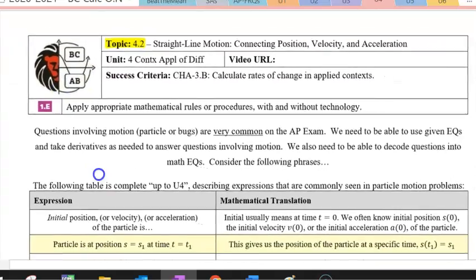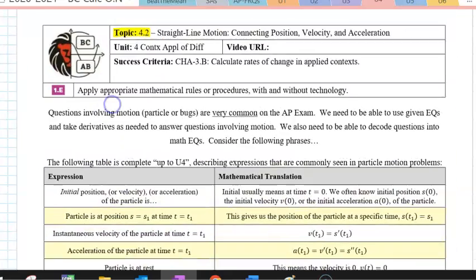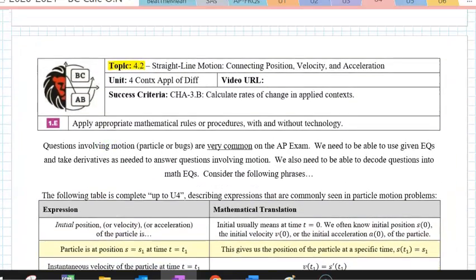Moving on to topic 4.2, straight line motion connecting position, velocity, and acceleration. This type of question is very common on the AP exam, talking about particles and bugs. For our purposes, the problem will usually look like something from unit number 9, which we'll be covering back down in quarter number 3, but all of that will build on this knowledge we have here in topic 4.2, just basic position, velocity, and acceleration.